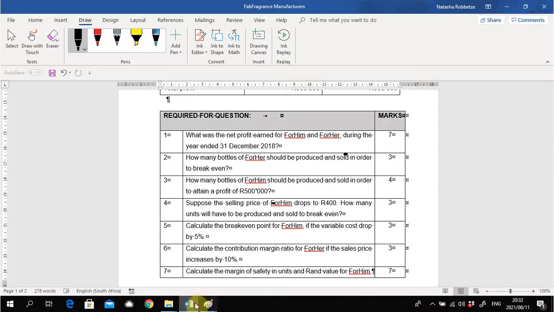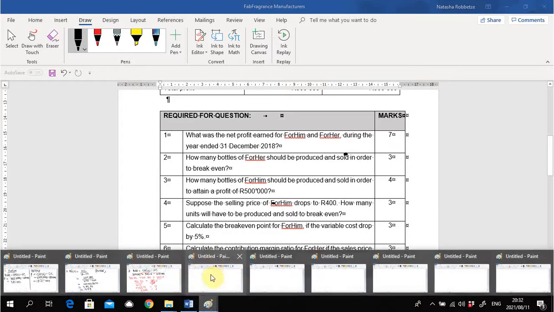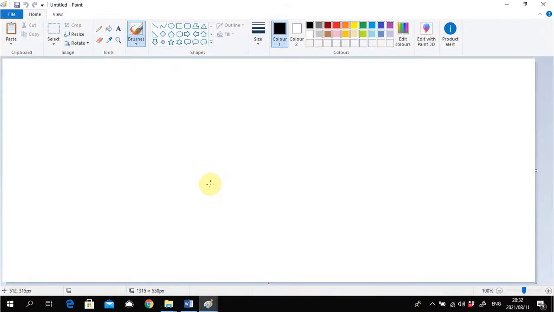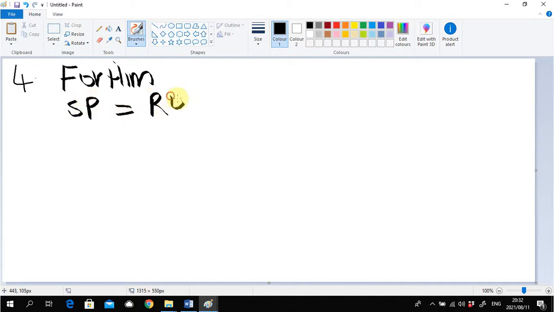So now the selling price is changing. So I'm just going to make a note. We are on number 4 and we are busy with calculations for him. These questions tend to give you 2 products so that it can confuse you, and when you don't read properly, you do the right calculation but for the wrong product, so then your answer is wrong. So please pay attention to that. They say that the selling price should drop to 400 Rand, right?